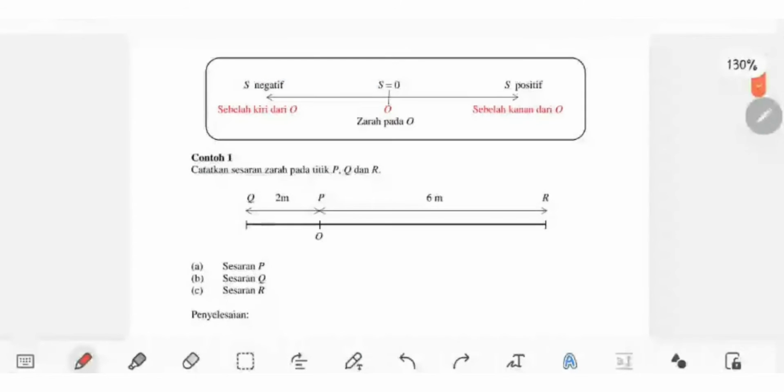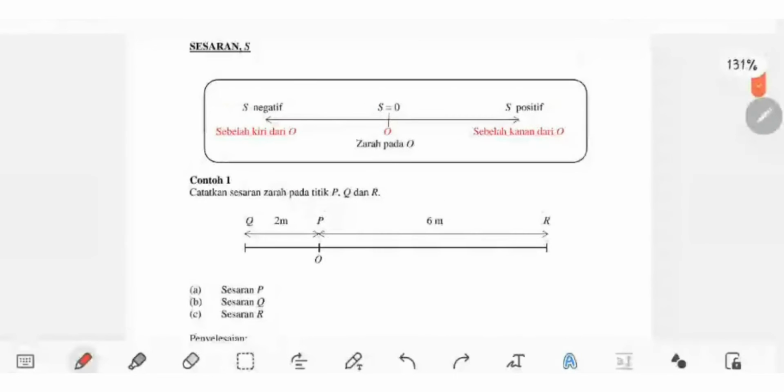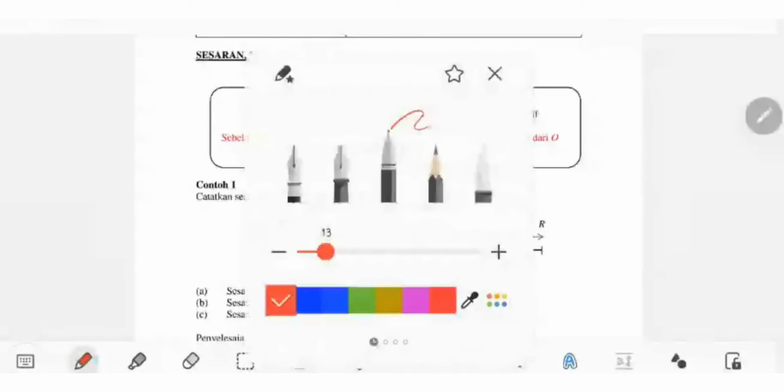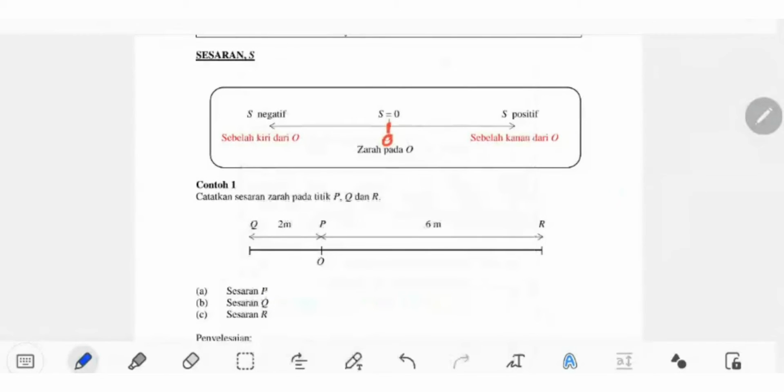Dalam bahasa Melayu dia panggil sesaran. Displacement tu sesaran lah. Okay. So a displacement is the distance from a fixed point. From a fixed point O, measured in a particular direction. So kalau dia on the right side, value dia positif. On the left side, value dia negatif. Okay, tolong bagi tahu saya kejap. Let's say soalan ni.